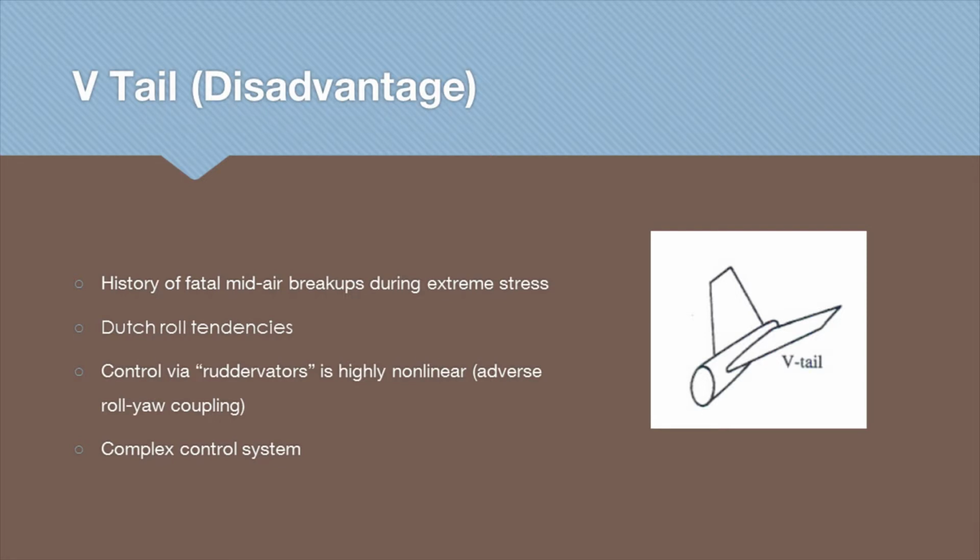And the ruddervator will induce the undesirable phenomenon of adverse roll-yaw coupling, which might also lead to nonlinear control. And at last, to synchronize the ruddervator to do pitching and yawing movement, the control system would be quite complicated.